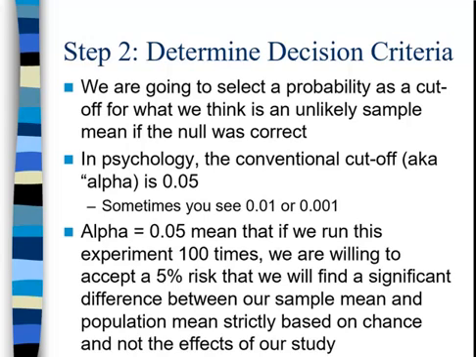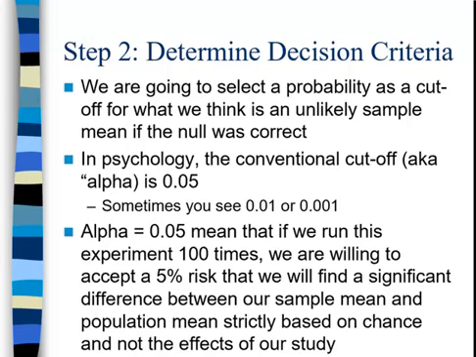So when we run our test statistic, we compute our test statistic in step 3. In step 4, we're going to compare the results of that test statistic with this criteria that we set in step 2. And that's going to allow us to answer whether or not our sample mean is significantly different than our population mean. So we need to select a probability as a cutoff for what we think would be an unlikely sample mean to get when we run our experiment under the assumption that the null hypothesis is true.